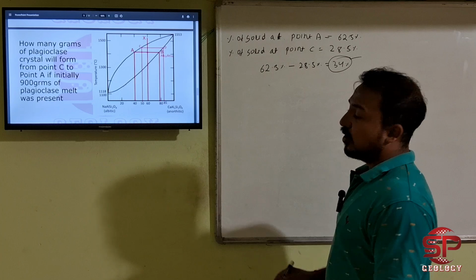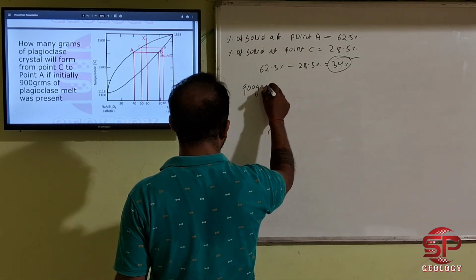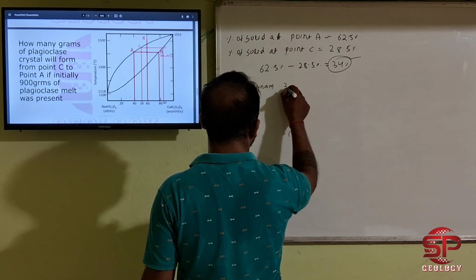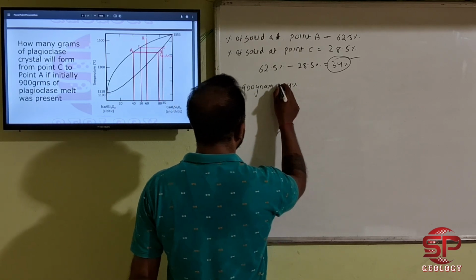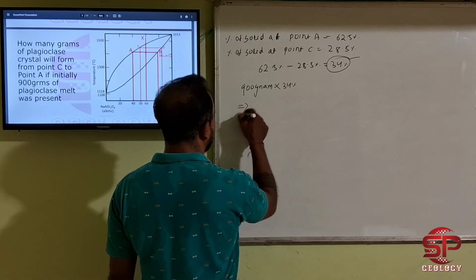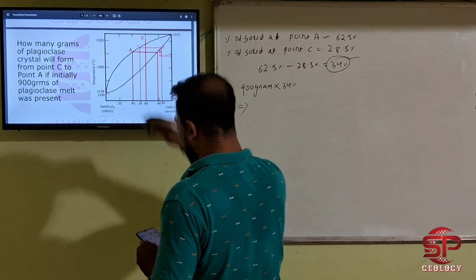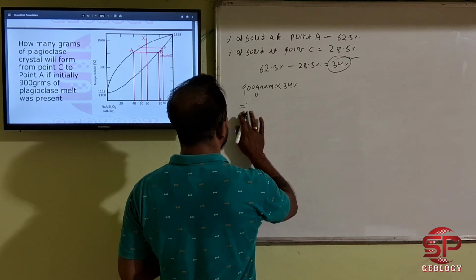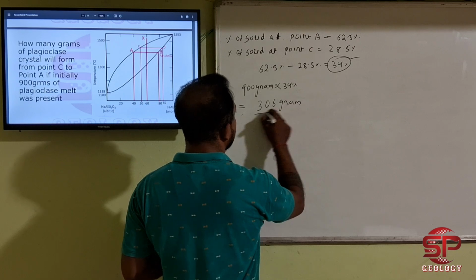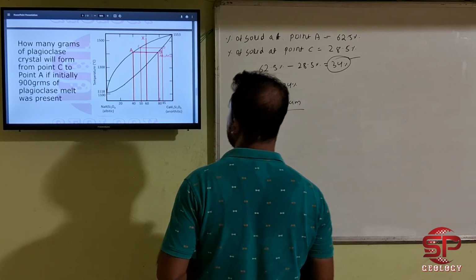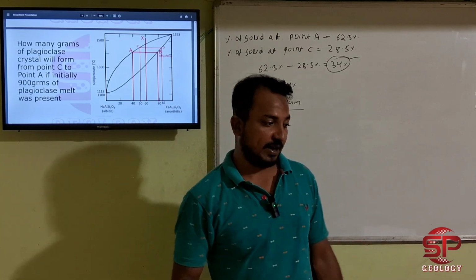So this much of solid will form. Initially we have 900 grams. From 900 gram, 34% is crystallized from point C to point A. So 34% of 900 gram will be the amount of solid produced from C to A, which is 306 gram. So this many grams of plagioclase is produced from point C to point A.